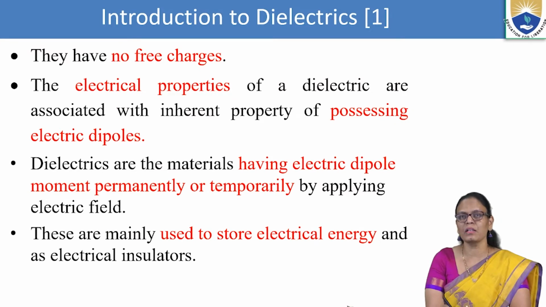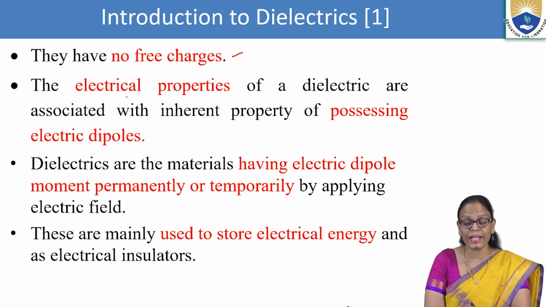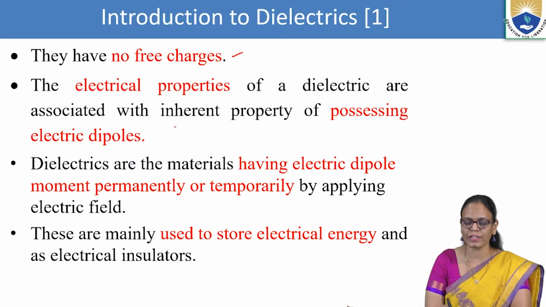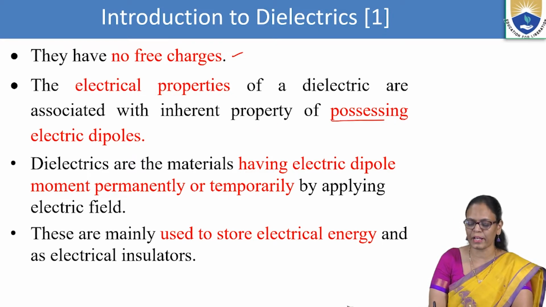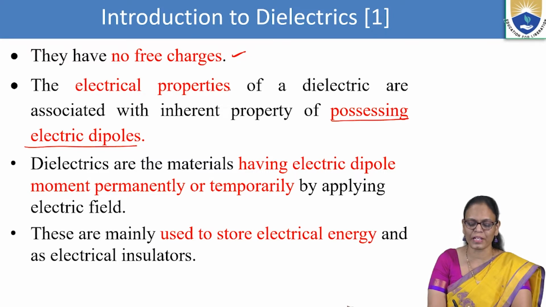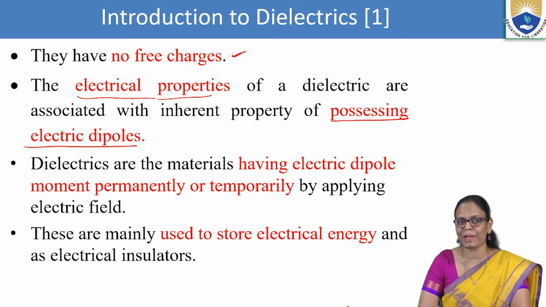Now, here in dielectrics, we have seen that there are no free charges. So, the electrical properties of a dielectric are associated with the property of possessing electric dipoles. When there are no free charges, how do we explain the electrical properties of the dielectric? This can be explained based on electric dipoles. In the next few slides, we are going to discuss what dipoles are and how they behave.